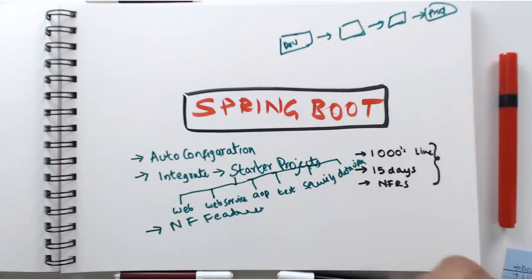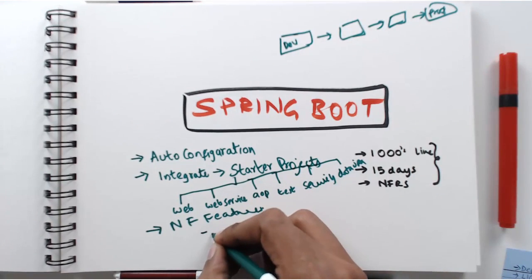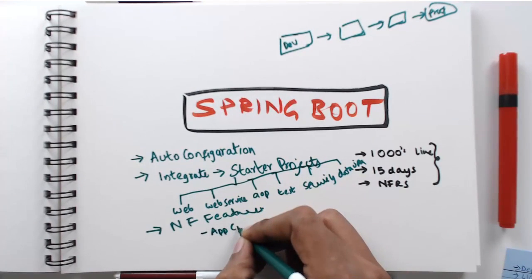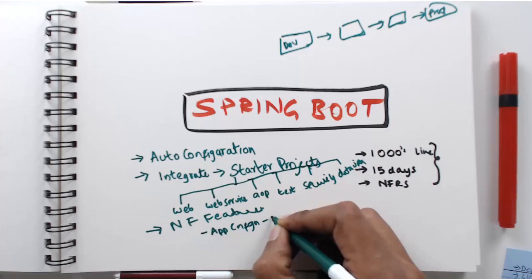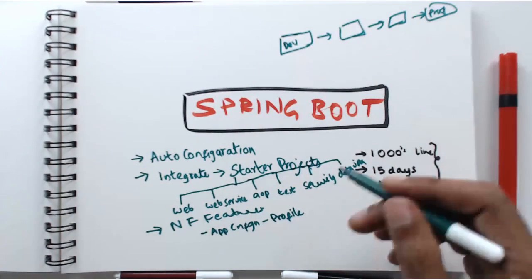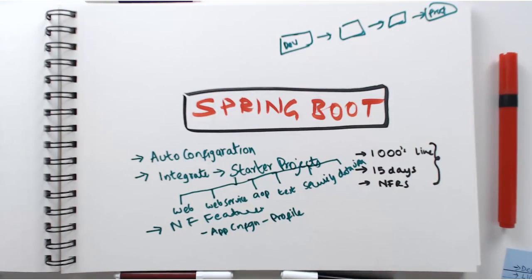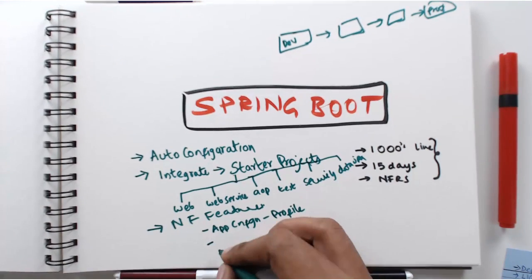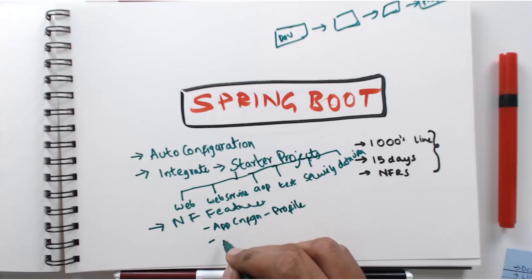Spring Boot makes it very easy to have application configuration through something called profiles. So you can create separate profiles for dev, QA, stage, and production, and you can store the configuration for those environments in those profile files. It makes it very easy to do environment configuration. The other important thing that Spring Boot brings in is simplified deployment.